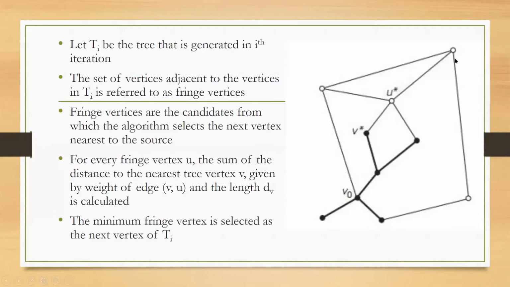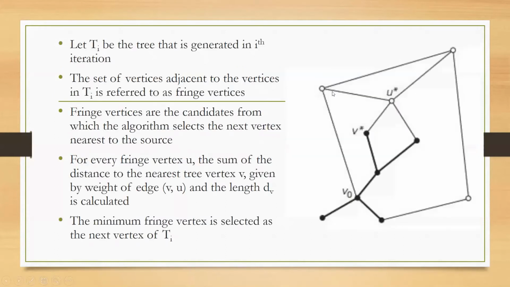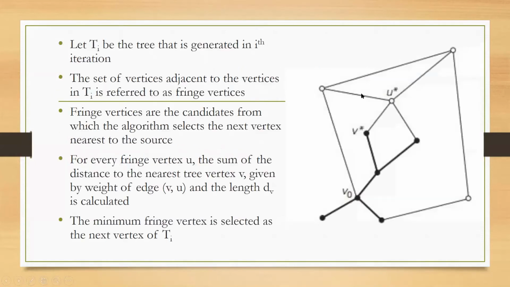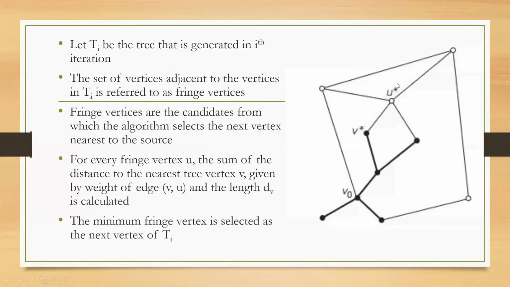So these are the two vertices that are connected to u star by an edge of weight w(u star, u). This u will have one weight, connected between u and u star. This also will have a weight from u to u star, such that distance of u star, distance of this vertex plus the weight of that edge, distance of this vertex plus the weight of this edge.